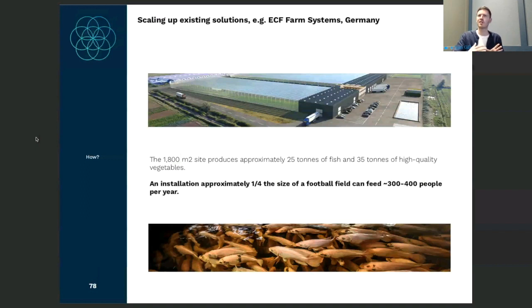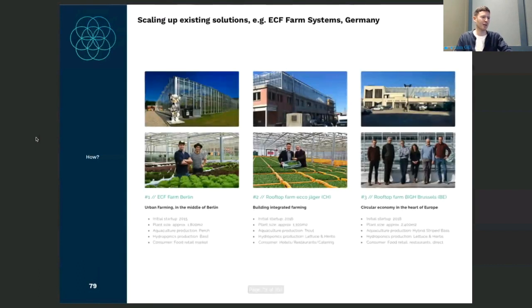A quarter of the size of a football field can feed 300 to 400 people per year on a fish plus vegetables diet. Now, if we go back to that example of knocking down gardens and putting greenhouses there, I think it's possible to feed people locally using the kinds of technology that we have. The bit that's missing at the moment is the support and the money. And this is just a few examples of other projects that they've developed in Berlin, in Switzerland, Brussels as well. Having pioneered this, their model is to then help other projects scale. This is pretty much their bread and butter.